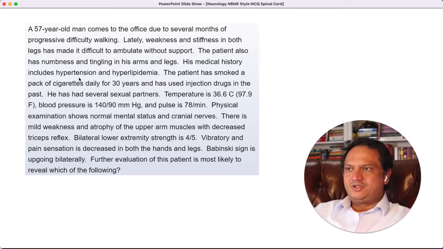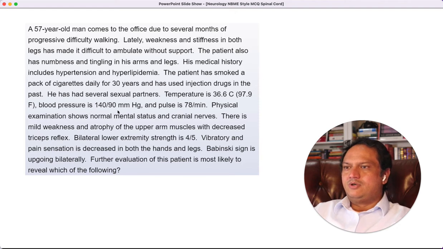His medical history includes hypertension, hyperlipidemia, not significant. He has smoked cigarettes daily for 30 years, concerning for a risk of lung cancer. He has used injection drugs in the past, so that increases risk of infections, including endocarditis or embolic infections, and even infective emboli going to the spinal cord and so on and so forth. He has had several sexual partners that exposed him to risk of sexually acquired diseases like HIV.